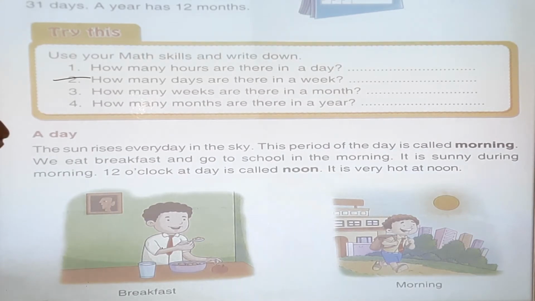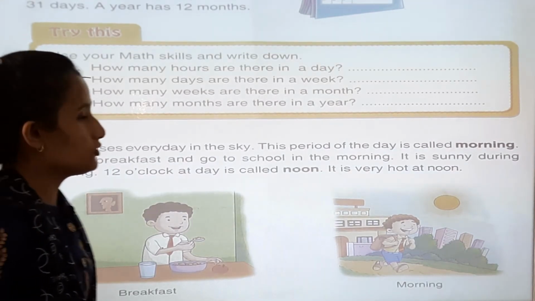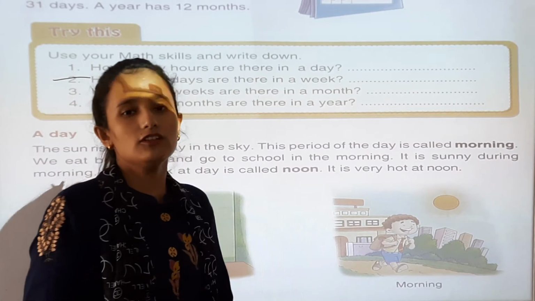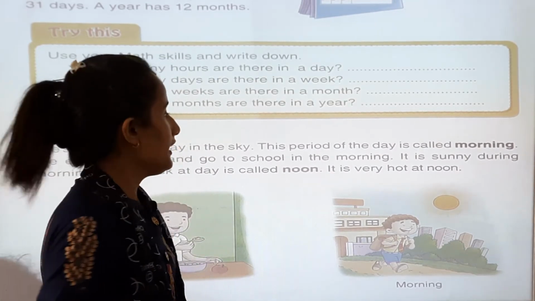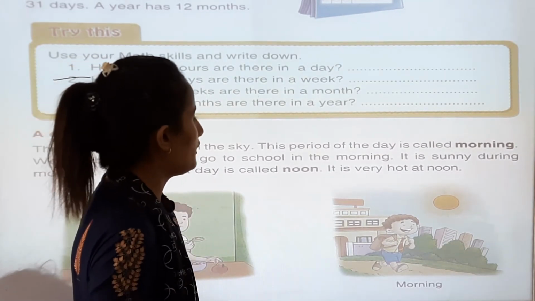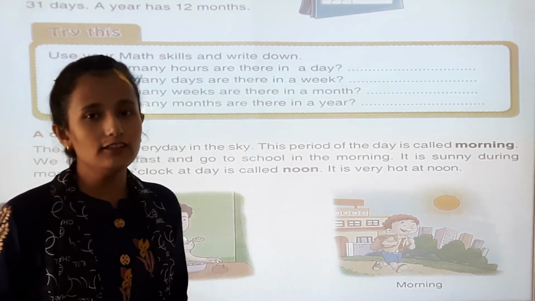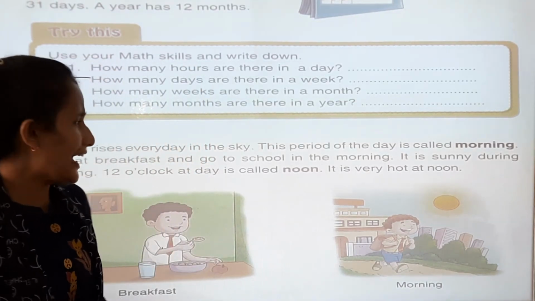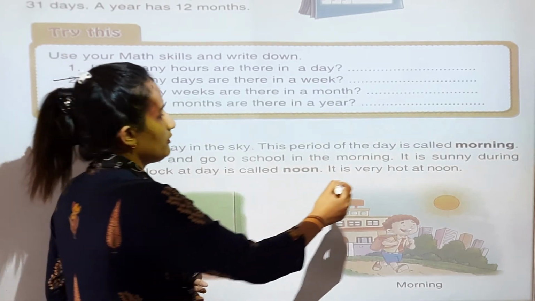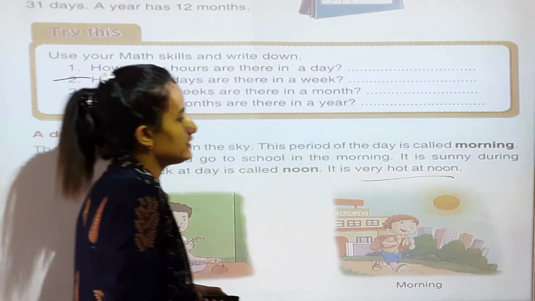12 o'clock in the day is called noon. Good afternoon. After 12 o'clock we can say afternoon, and it is very hot at noon. So after morning, after 12 p.m., we can say noon, and this time it will be very hot.